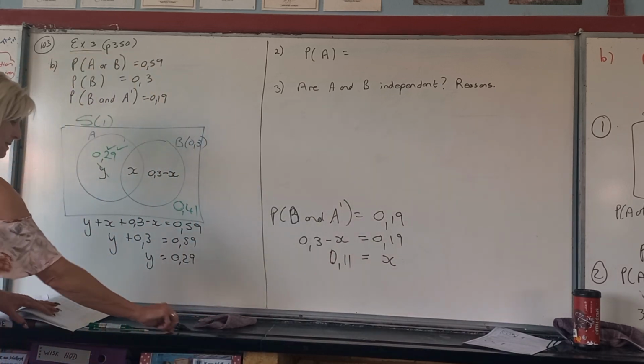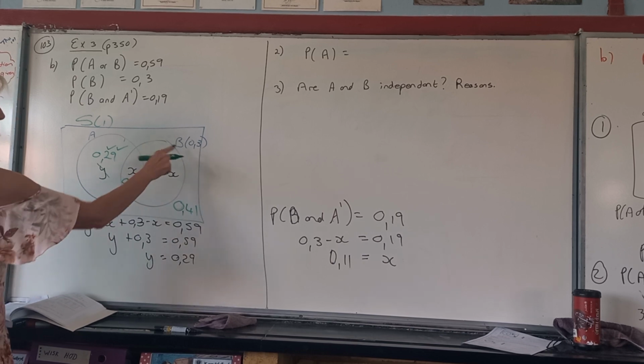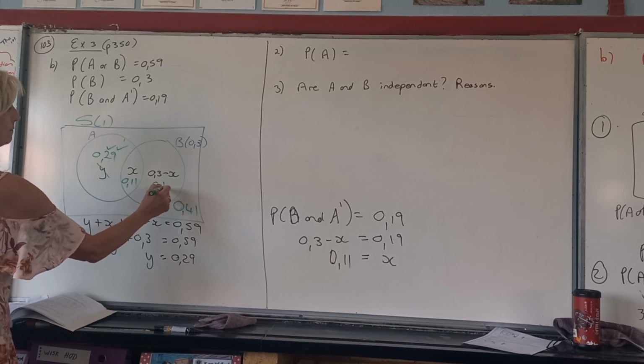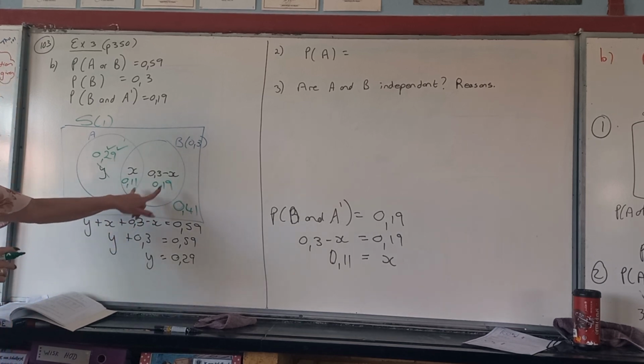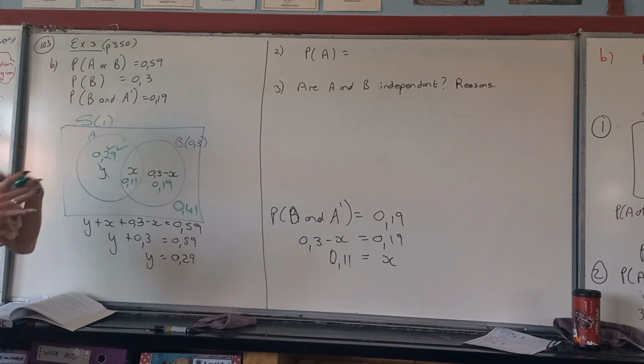So this x should have been 0.11, meaning that this will then be 0.19. Am I right? To add up to 0.3. And everything should now add up to 1, just to make sure all my stuff is right there. Then I can answer any question. Probability of A.